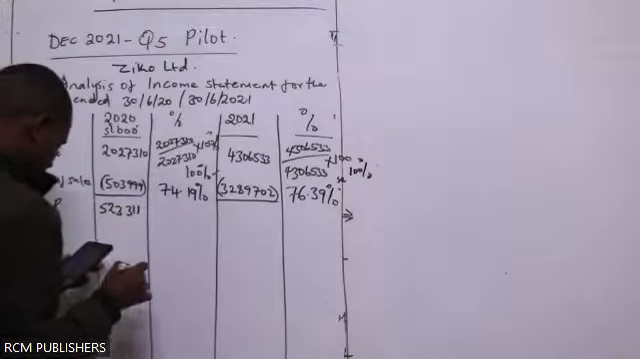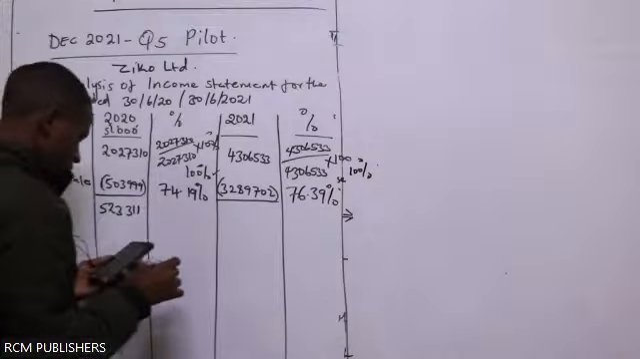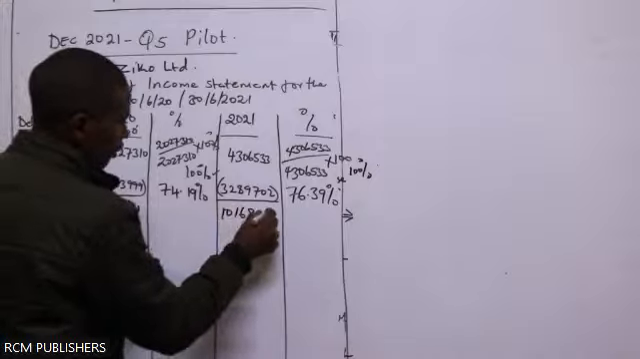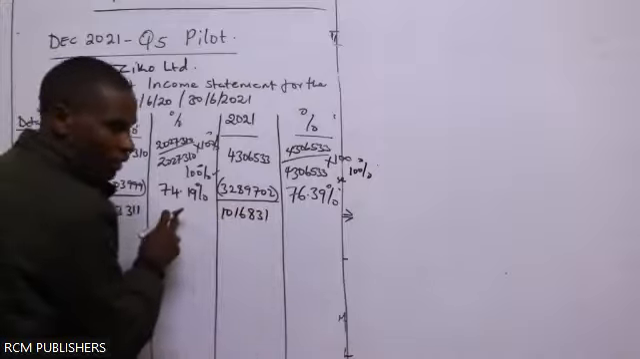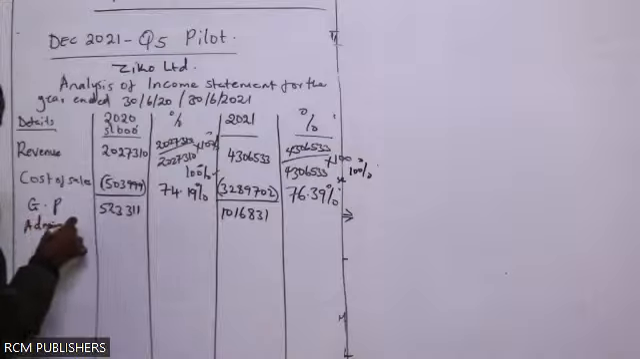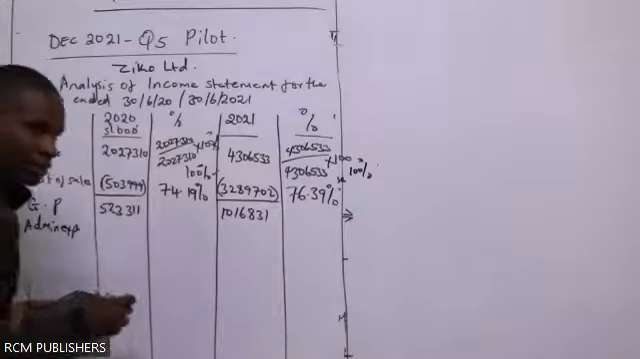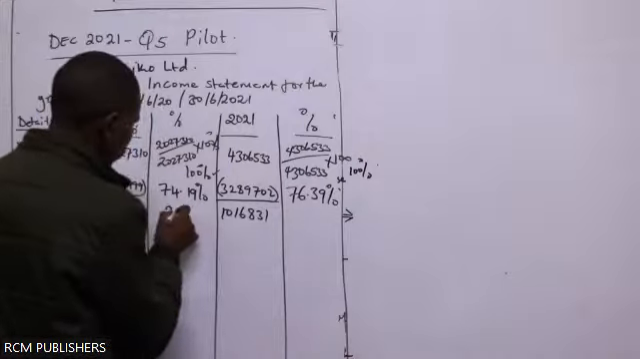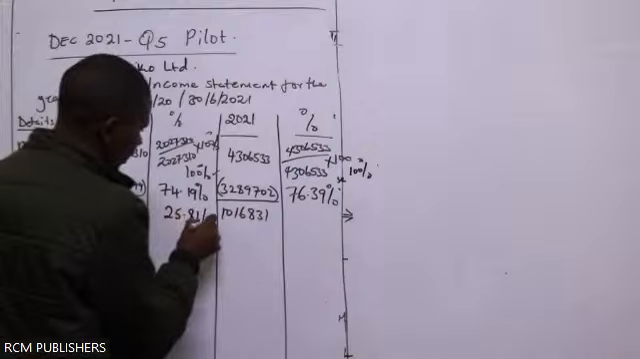523,311. Then 1016,831. Gross profit ya hapa ni ngapi? Ya 2021. Gross profit. Before we move to admin expenses. Admin expenses. 25.81. Thank you very much. I like this.